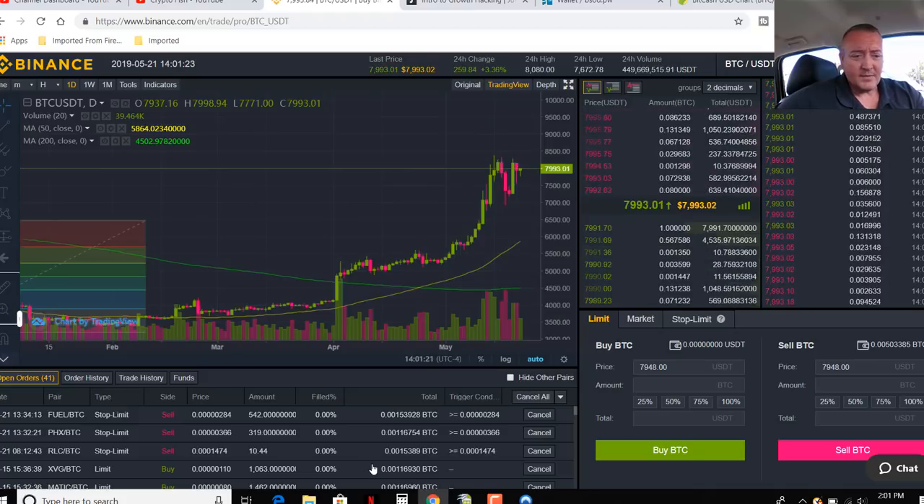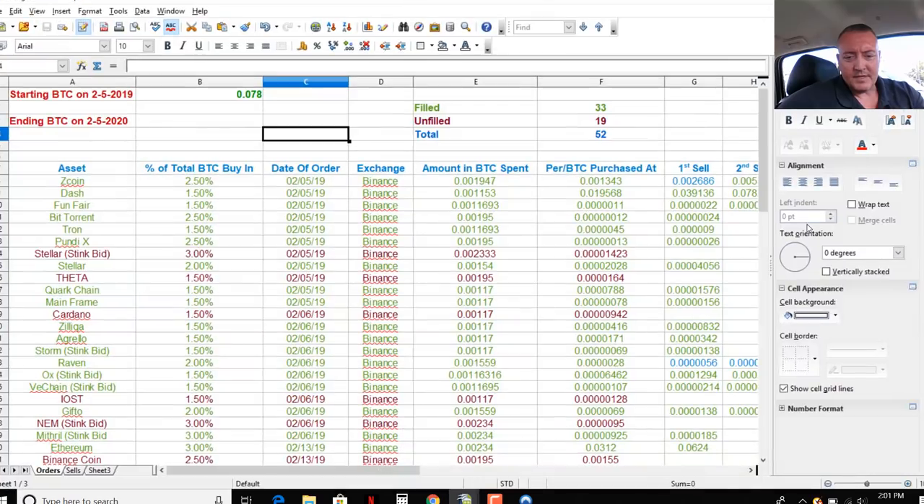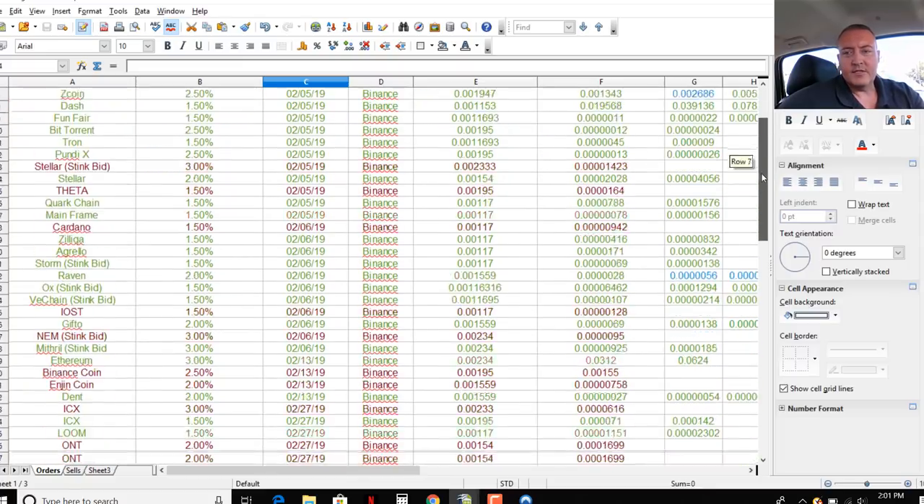Alright, so I've made a couple trades today. Let me pull up my little spreadsheet. For those of you who might be new here, this is what I started out with on the 5th of February, 0.078 BTC. So next year, same time, same date, I'm going to see what my ending BTC is going to be. I've had a total of 52 orders put in right now, 33 filled, 19 unfilled, and of course those correlate with the green and red here on the chart.